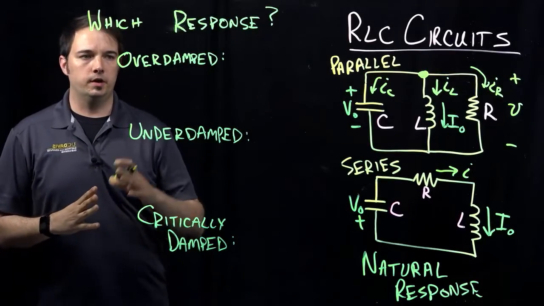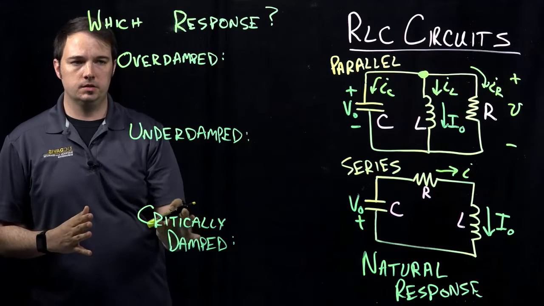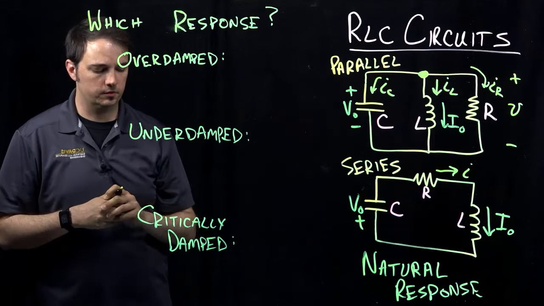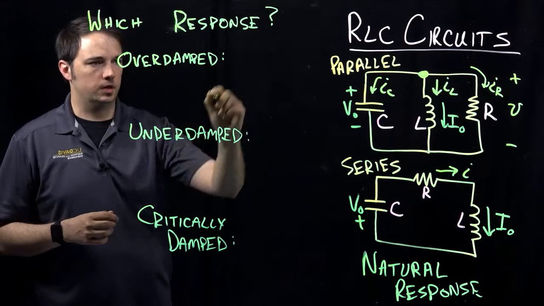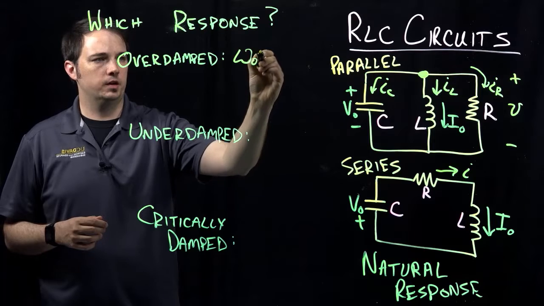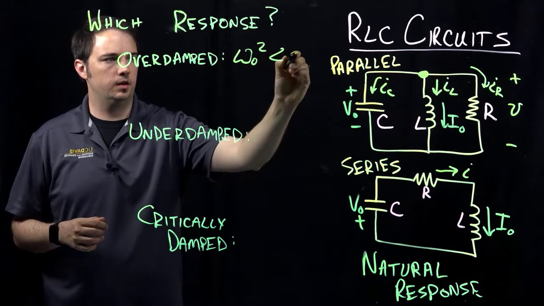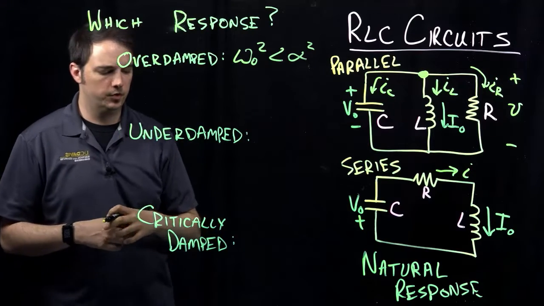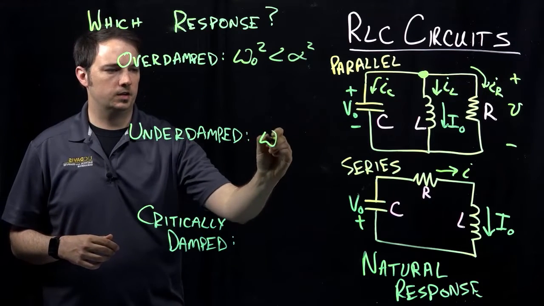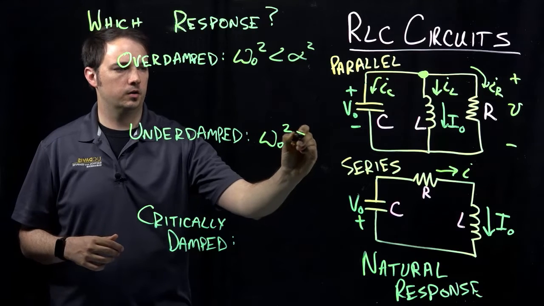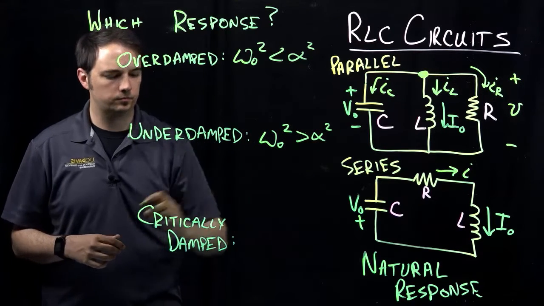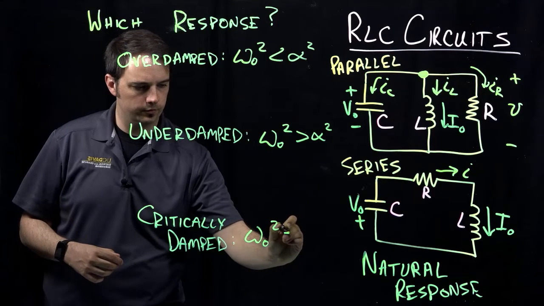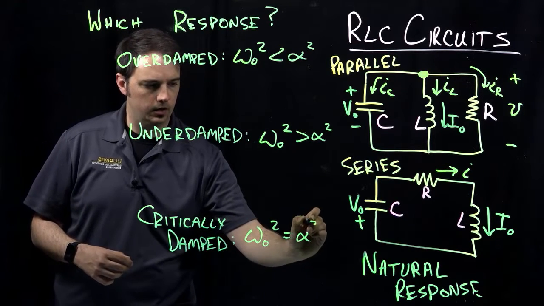All right, so to know which of these three types of responses we fall into, we're just going to compare those two frequencies that we just defined. For the overdamped case, if omega naught squared is less than alpha squared, then we have an overdamped response. For the underdamped response, it's the exact opposite: omega naught squared is greater than alpha squared. And the critically damped response comes into play if these two frequencies are exactly equal.